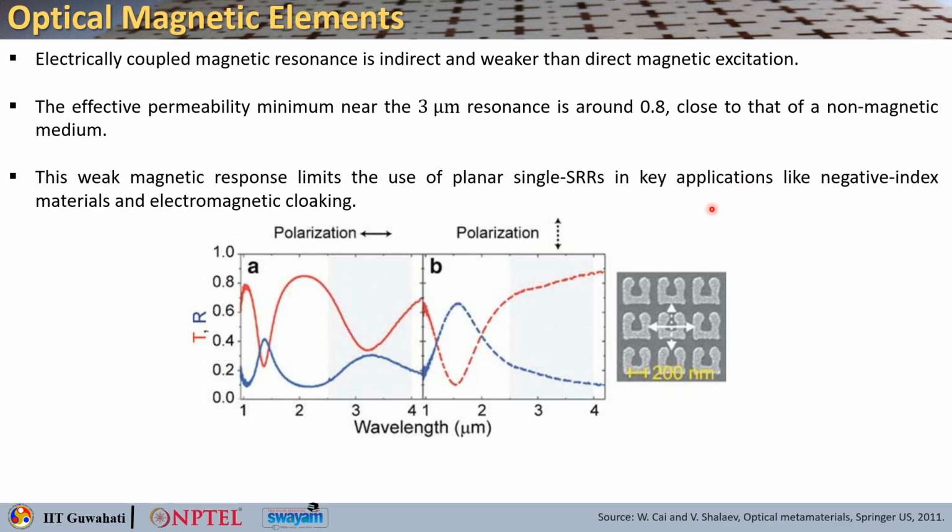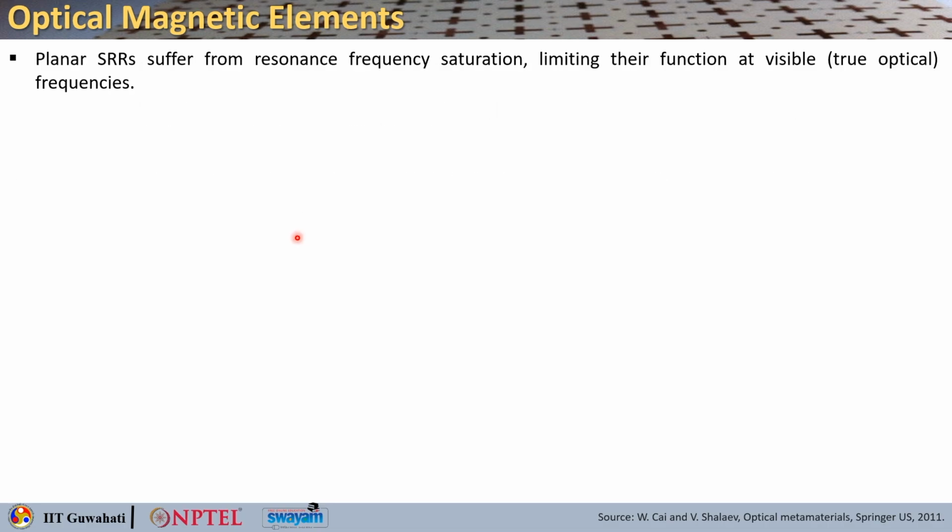So, this is a major reason why this metamagnetics in planar single SRRs cannot be used in many interesting applications, something like artificial magnetism or negative index materials or electromagnetic cloaking, because the permeability that you are getting is very low. Another serious drawback of this kind of planar SRRs is the background of the geometrical scaling and the subsequent saturation of the resonance frequency.